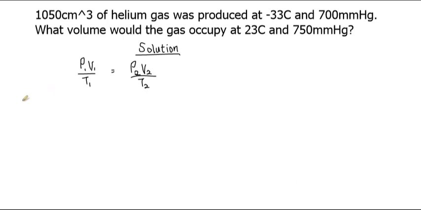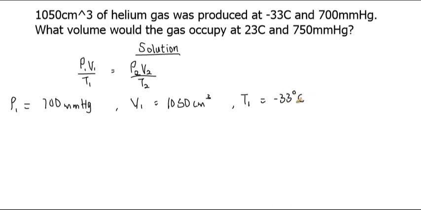For the initial values, for the pressure, P1, we have that to be 700 millimeter mercury. Then V1, the initial volume of the helium gas here, is given to be 1050 centimeter cube. Then for the temperature, the initial temperature of the gas, which is T1, is given to be minus 33 degrees Celsius.